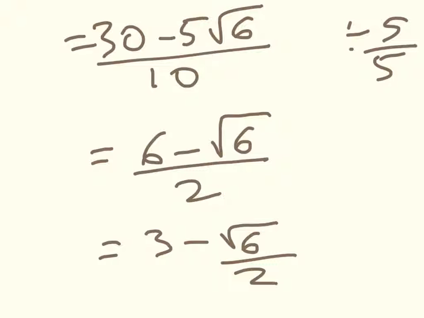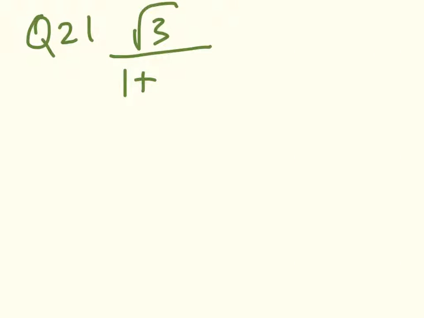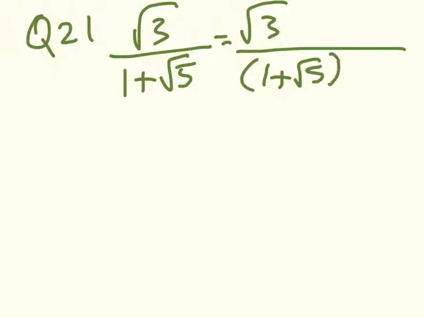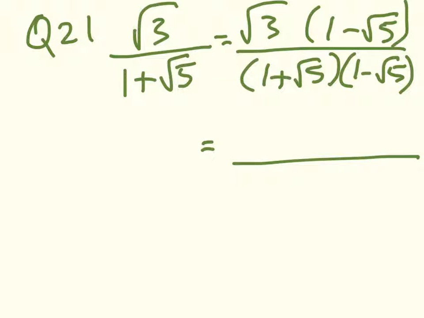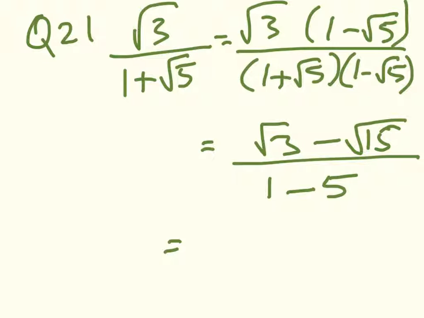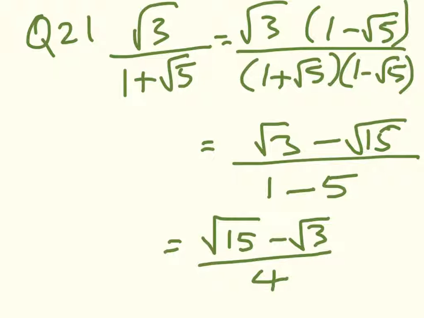Next one I'm going to do is question 21. Root 3 over 1 plus root 5 equals root 3, 1 plus root 5 times 1 minus root 5. Numerator is root 3 minus root 15. Denominator is 1 minus 5, which equals root 15 minus root 3 divided by 4. Right, now I've sneaked 2 steps in there. What I'm doing there, just to save a tiny bit of space in the video, is I get a negative 4 out here. So I'm going to times the top and bottom by negative 1. Okay, if that last step didn't make sense, just ask me in class.